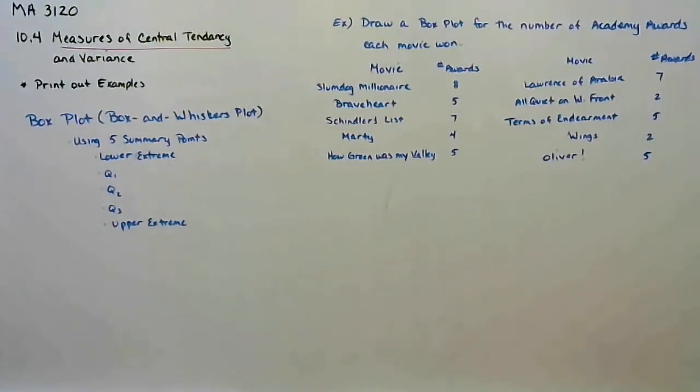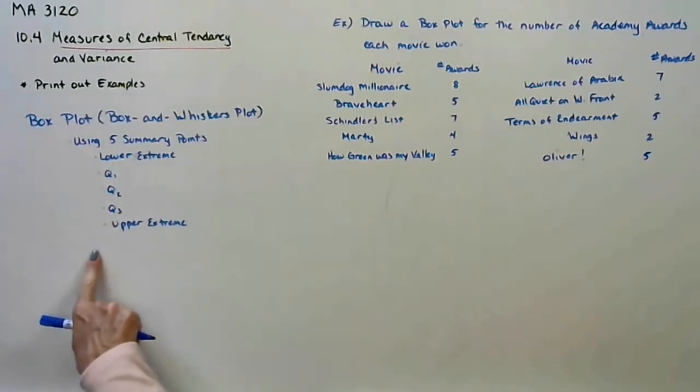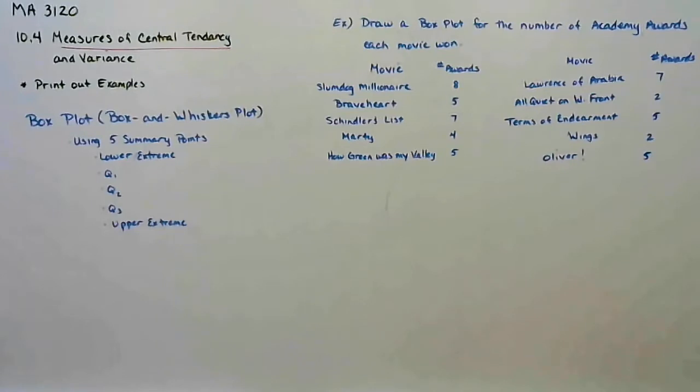Okay. So here we are with the number of Academy Awards that each movie won. Slumdog Millionaire, Braveheart, Schindler's List, Marty. So there's a whole variety of them here. What we want to do is create a visual to see the box and whiskers. So we're going to do the same 5 categories that we did a little while ago. So the first thing we need to do is rank our data.